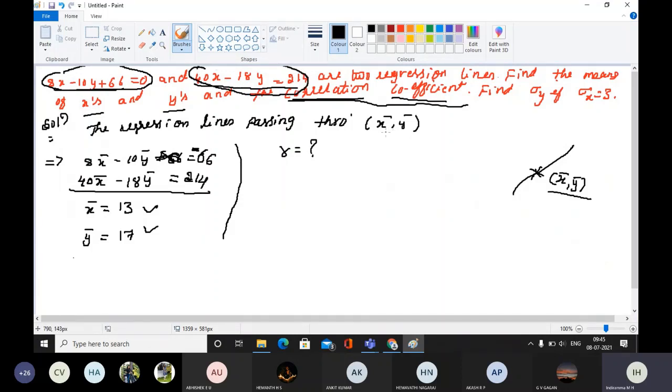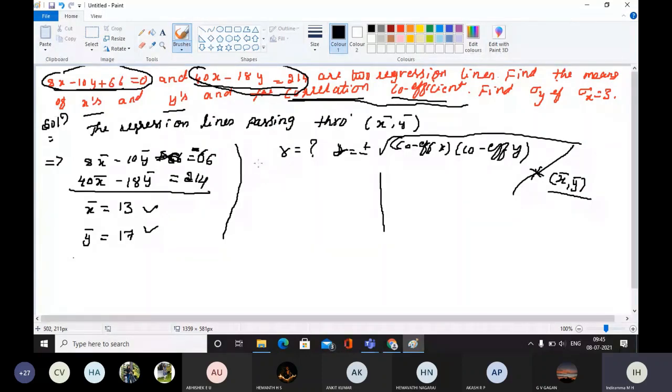R is equal to plus or minus square root of coefficient of X into coefficient of Y. This is the formula of the coefficient of correlation we use if we know the regression lines. Actually, the regression lines given are not in the standard form. First write the regression lines in the standard form, then take the coefficient of X and coefficient of Y from both equations. Then you can calculate R.